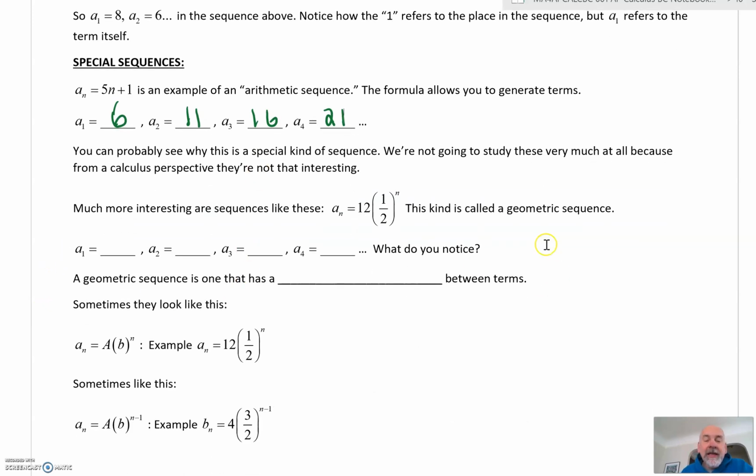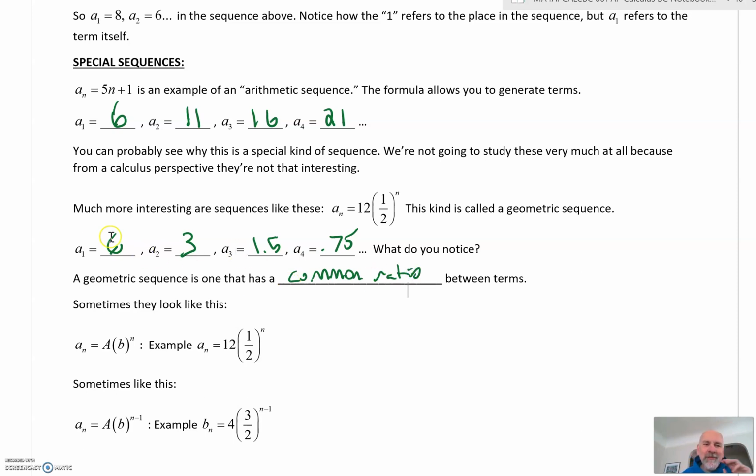Much more interesting is one like this. It's called a geometric sequence. And with a geometric sequence, let's generate the terms again. So n equals 1, so we put it in and we get 6. N equals 2, plug it in and you get 3. And then 1.5, and then 0.75. And so a geometric sequence is one that has a common ratio between the terms.